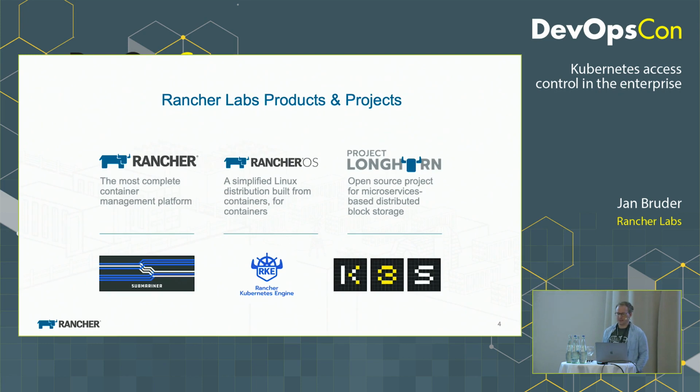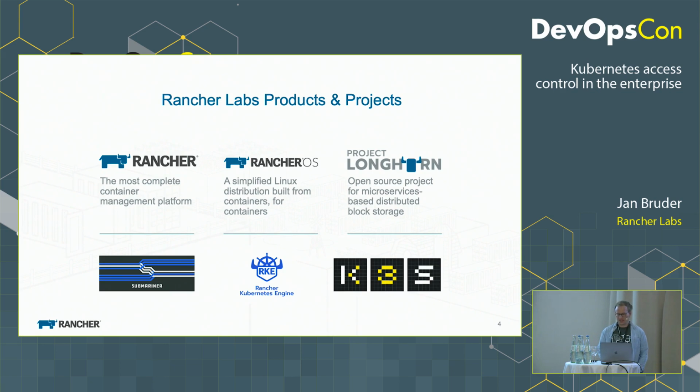And besides Rancher and Rancher OS, we actually have a lot of other projects that we are currently working on, including Kubernetes for the Edge, K3S, and a multi-cluster networking solution. So you can find all these projects on GitHub if you're interested in those.